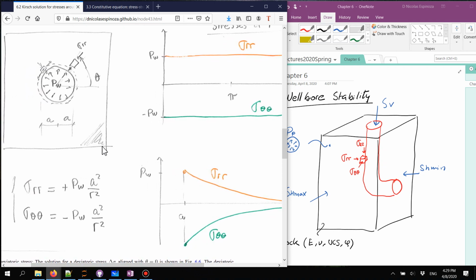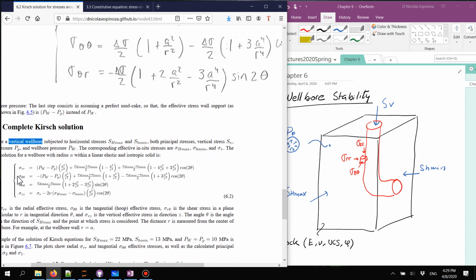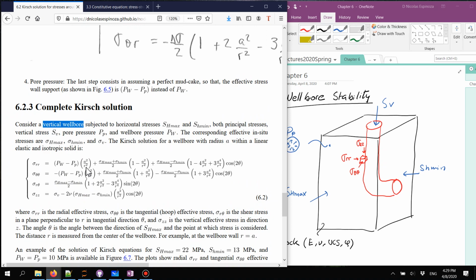Okay, so here we capture the effect of increasing the pressure in the wellbore. If we consider the effect of the pore pressure, the only thing we have to do is consider that the effective stress, or the effective support, that we're going to have on the wall of the wellbore is the pressure in the wellbore minus the pore pressure. And when we do that, we end up with this term that tells us the radial stress and the hoop stress as a function of the radius, and we know that this is not going to be influenced by the angle theta, so there is no component of theta.